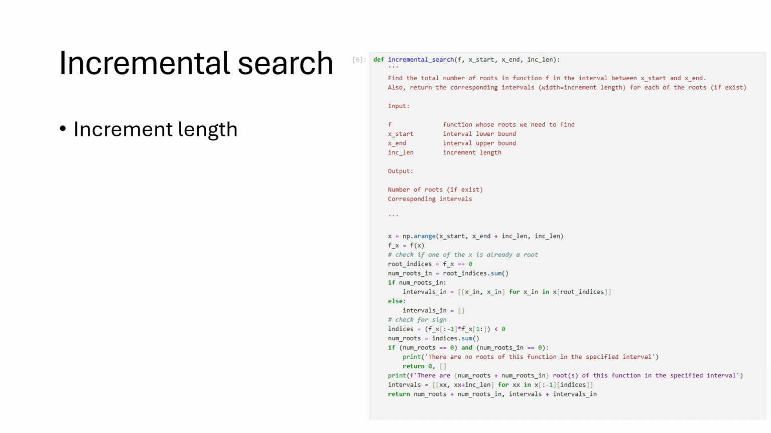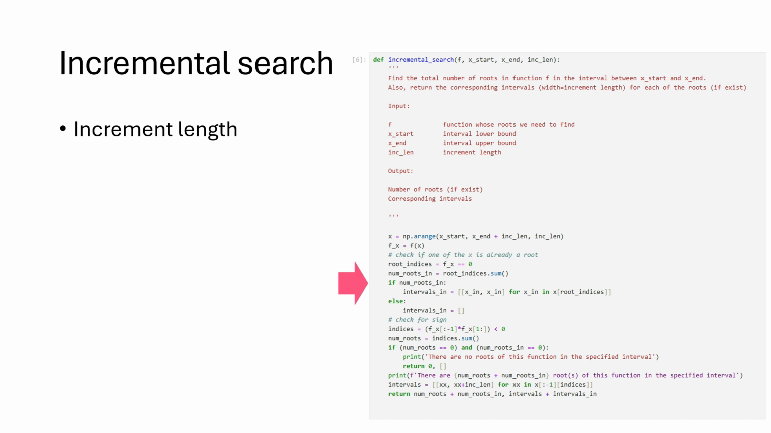This is the function that performs the incremental search. It takes the quadratic function, the start and end values of the evaluation interval, and the increment length as its arguments. We create the x values using NumPy's arange method, which outputs an array that starts at x start and ends at x end, and the delta x between the two values is the increment length. We compute the function values for the given values in the x array.